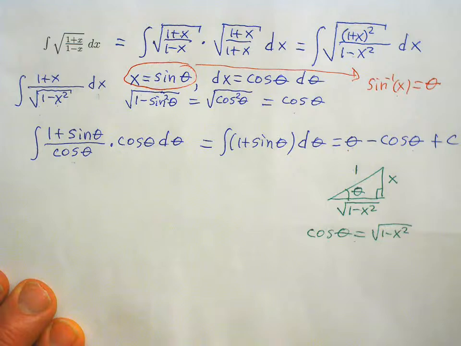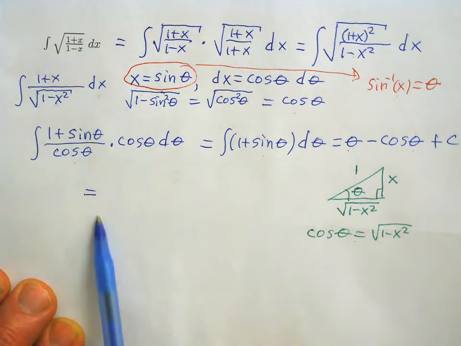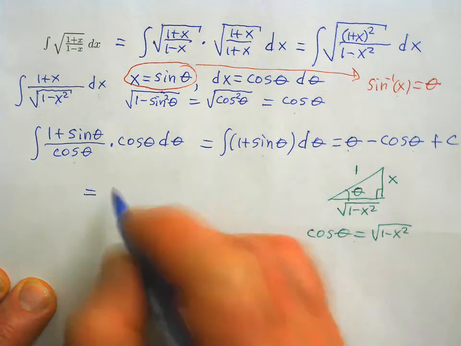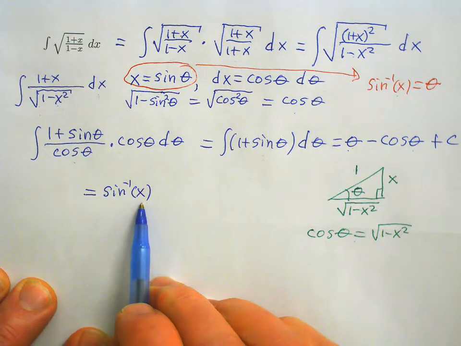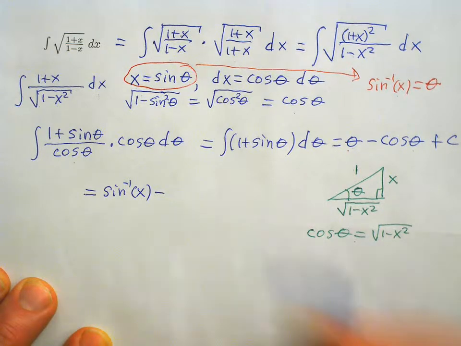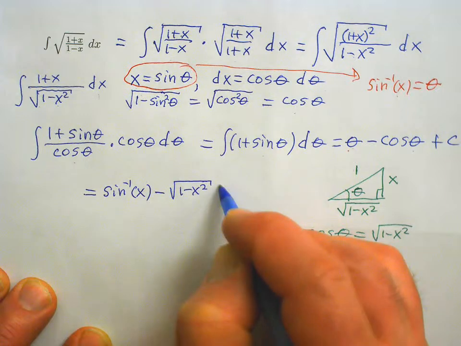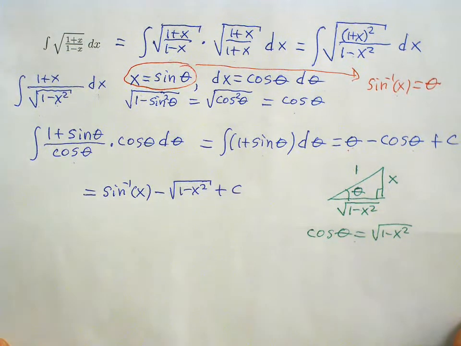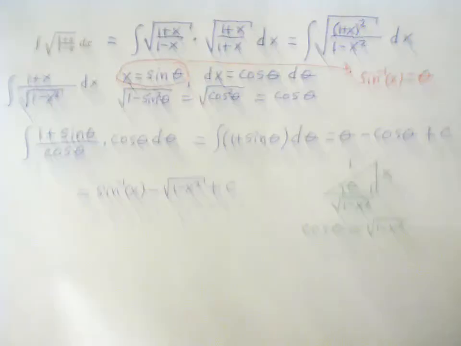Okay, so now we can write the result of the original indefinite integral in terms of x. So theta is the inverse sine of x, the angle whose sine is x. And then we're subtracting cosine of theta, which is minus the square root of 1 minus x squared, and then plus a constant. Okay, the next page.